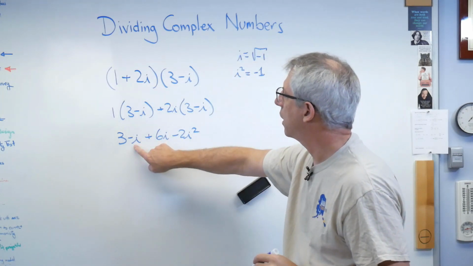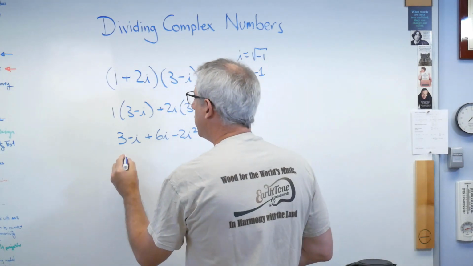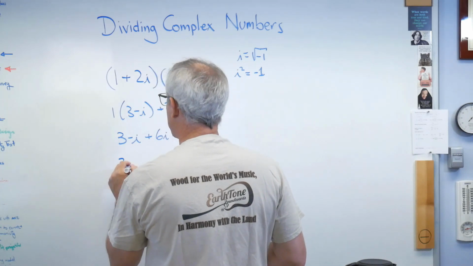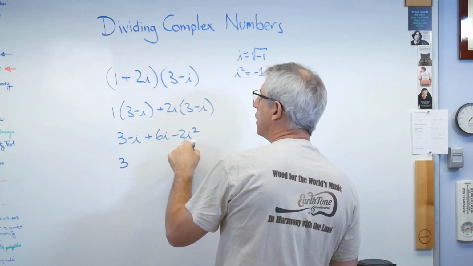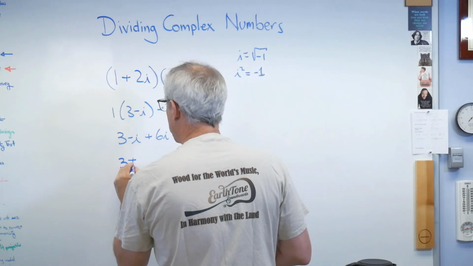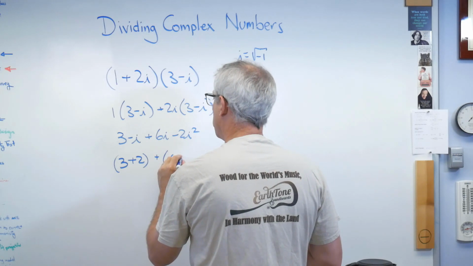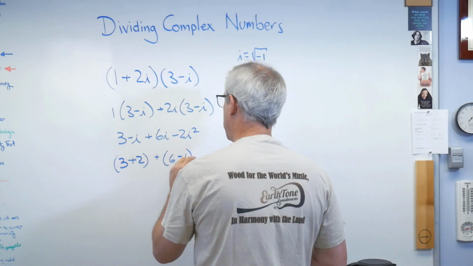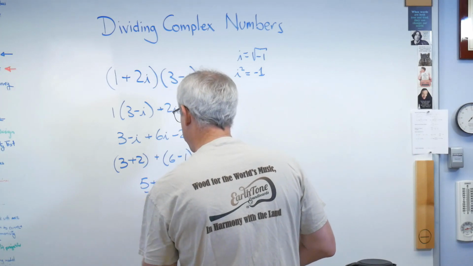All right, so that's an imaginary number, that's an imaginary number, that's real, and that's going to be real. So let's do the real terms first. 3 plus 2, or minus 2 times minus 1, plus 6 minus 1i, and you get 5 plus 5i.